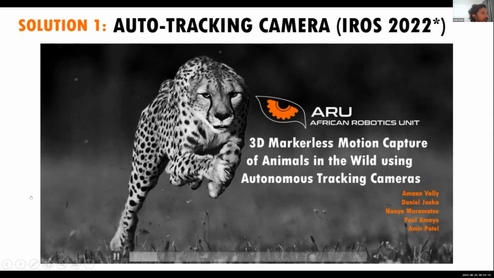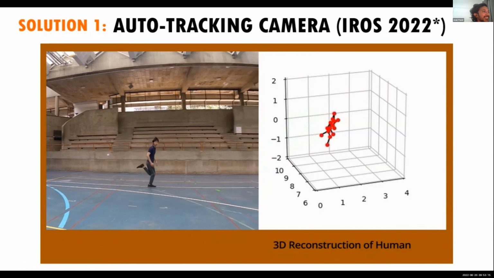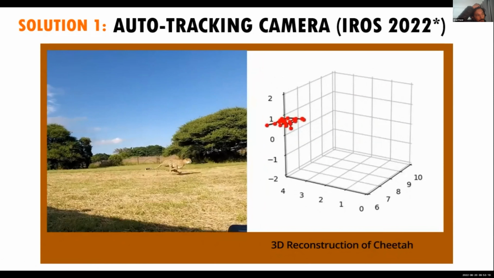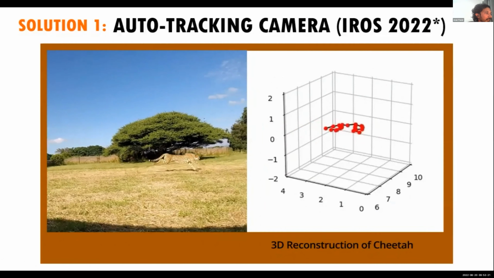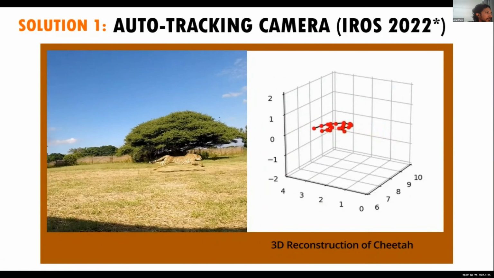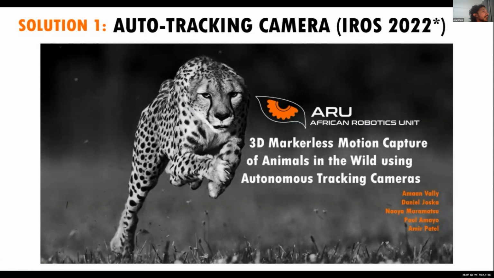So you can see this is an example first on a human. That's my PhD student Naoya running there. And you can see we can reconstruct in the world frame despite the cameras moving. And there's a nice video of the cheetah. You can see it moving across frame. And we're now able to reconstruct while the camera is moving. Okay, so that was more data.